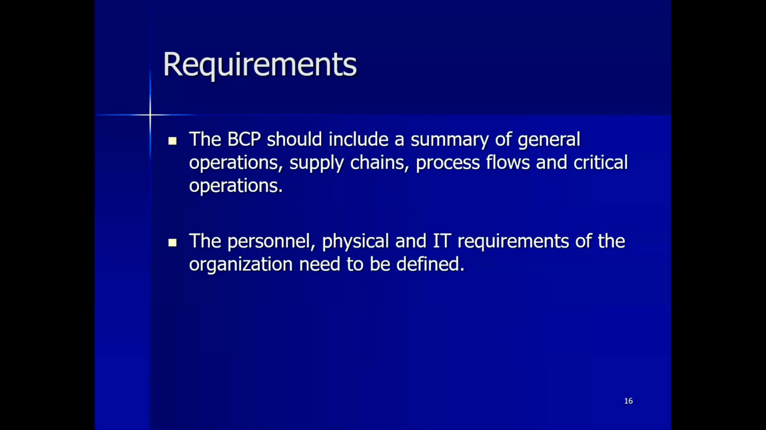And the business continuity plan should include a summary of operations, supply chains, and process flows. The personnel, physical, and IT requirements of the organization need to be defined. This information should be recorded in sufficient detail to enable the organization to recover from a disaster that could destroy, disable, or substantially degrade the workforce, workplace buildings, building content, IT systems, and communication services.